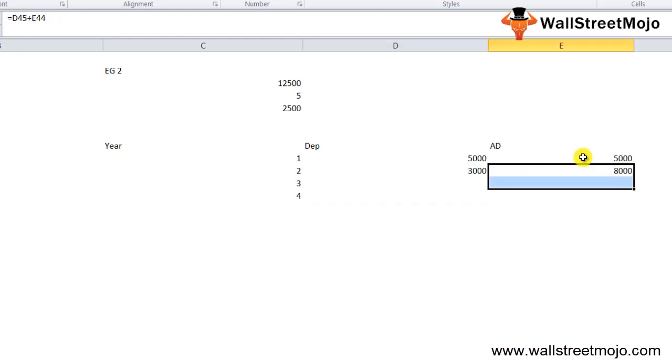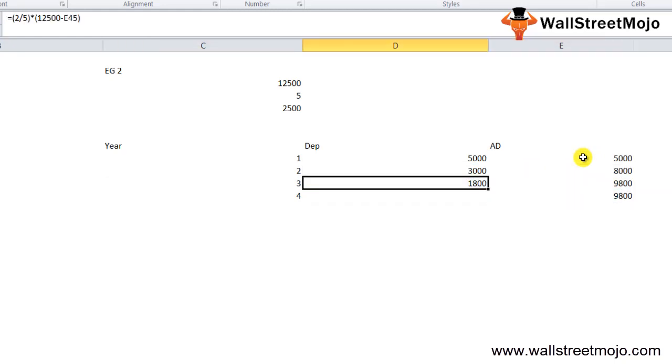3,000 plus 5,000 accumulated. Now just drag it along here. Copy the formula. Over here, we'll need to deduct 8,000. So 1,800. Drag along here, 1,080. So this is how our depreciation will go about.